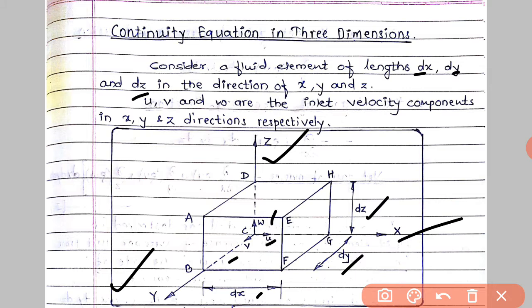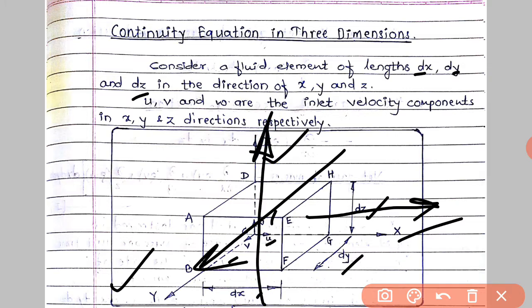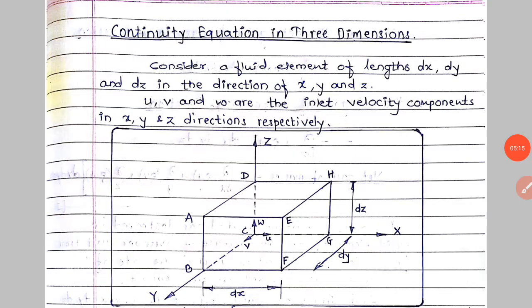So now see in this figure what we have to do. First we have to obtain the gain of mass in the x direction, then the gain of mass in the y direction, and then the gain of mass in the z direction. From these three equations, by adding them, we will get the net gain of mass, and then we have to equate this net gain of mass with the rate of increase of mass. For obtaining the gain of mass in the x direction, this is the x direction.